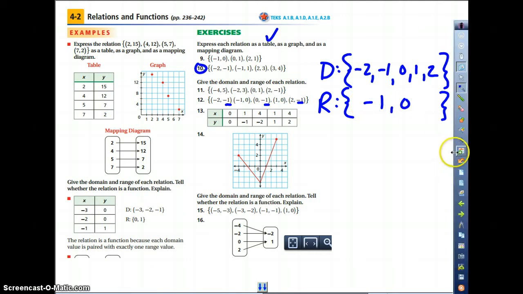And we're done with 12. That was number 12. Okay, let's look at 14.